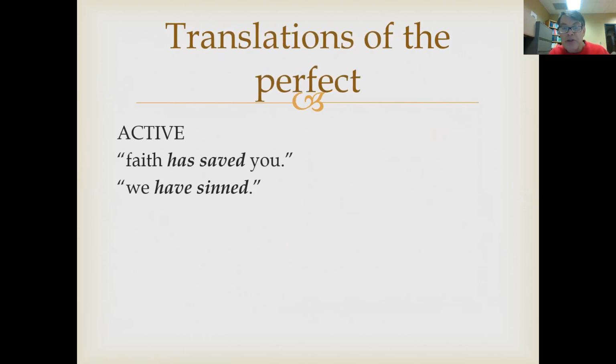So you can use has and have to translate an aorist, but it has a different connotation because in the perfect, it means has saved you and you remain saved. Have sinned and you still have sinned. The aorist, if you say he saved you, you're just saying it happened. Or you have sinned in the past.